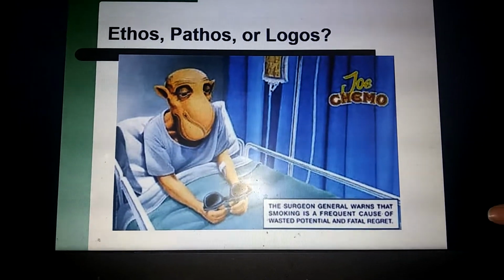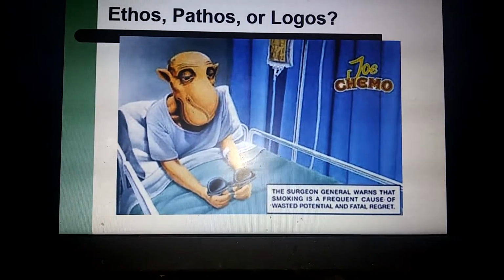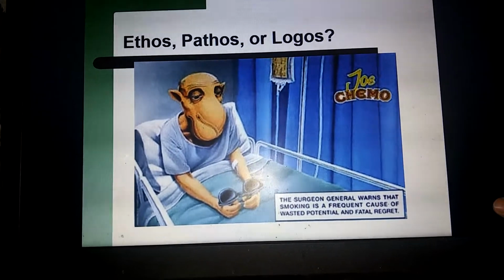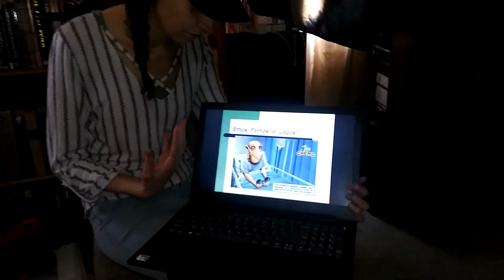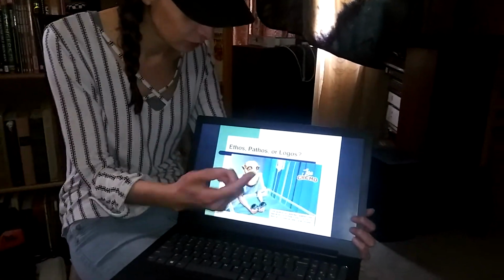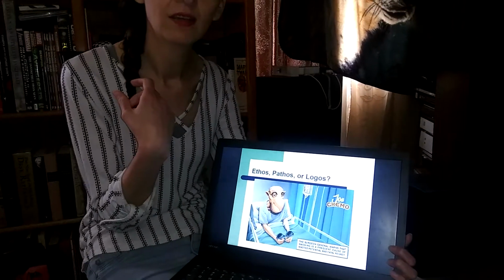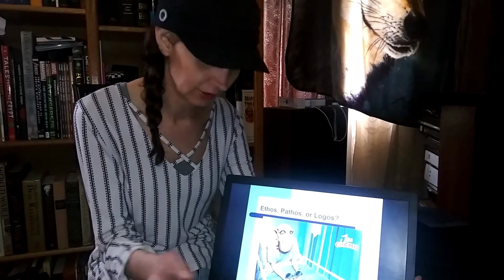And some of them are all three. We haven't gotten to that yet. Okay, so if you're ready, this one is two of them because it's ethics, which is saying it's wrong, like wasted potential, fatal regret. But it's also pathos again because it's that pull at your heartstrings, emotion, making you feel guilt. Okay?